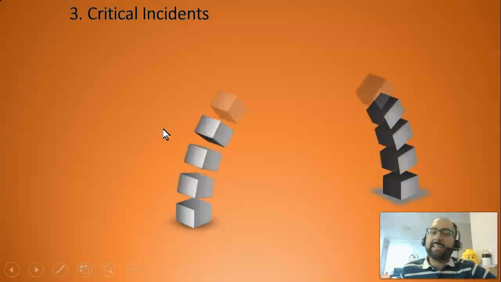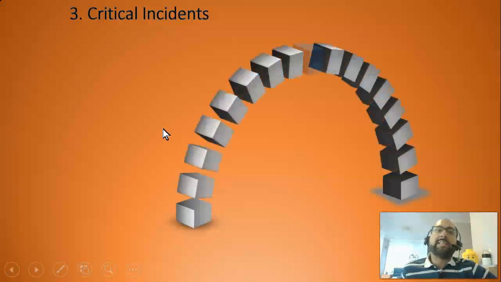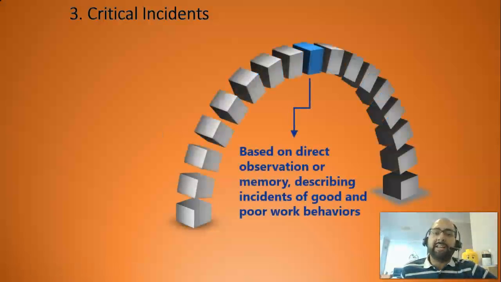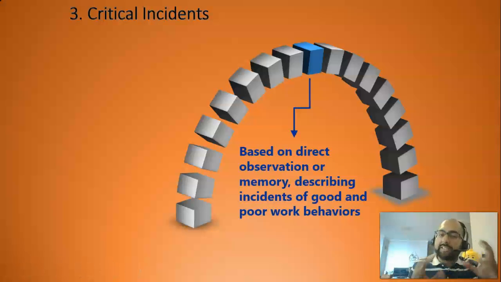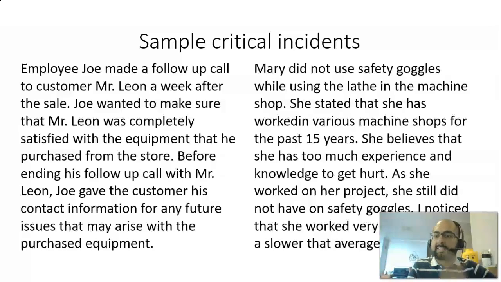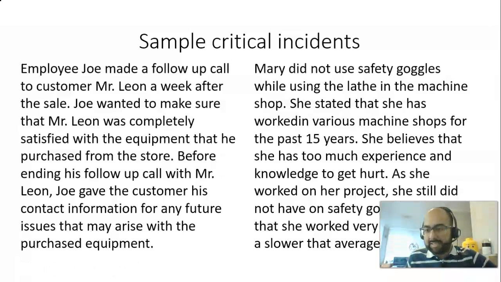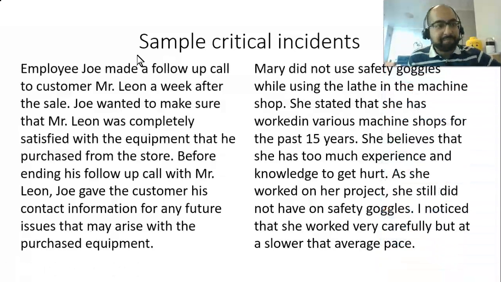Next, we get to critical incidents, class. Critical incidents are a fancy word for stories. So stories about good and bad work behaviors. This is where employees or other informants are asked to recall or observe stories of good work and stories of bad work, and to write these down. So here's what critical incidents can look like.